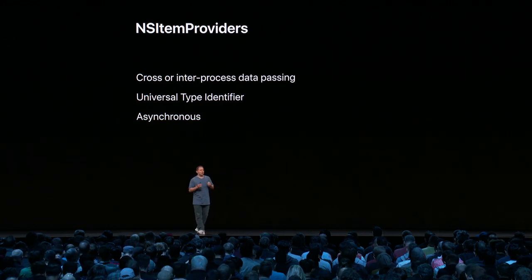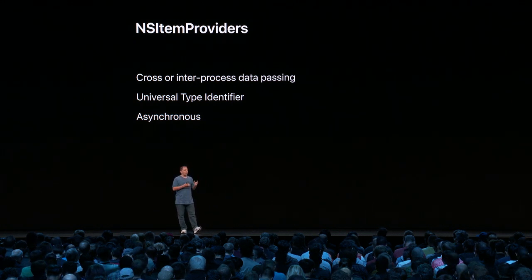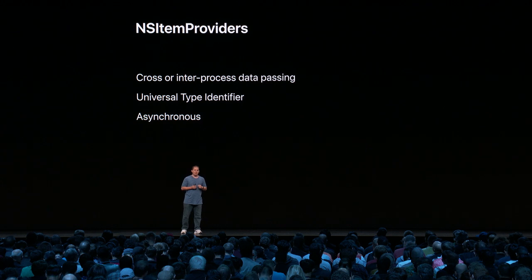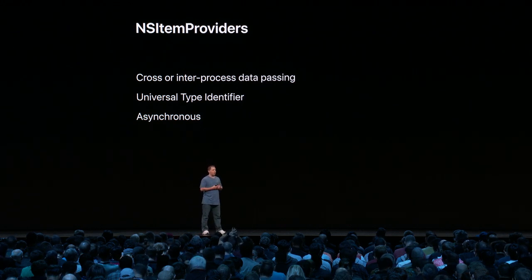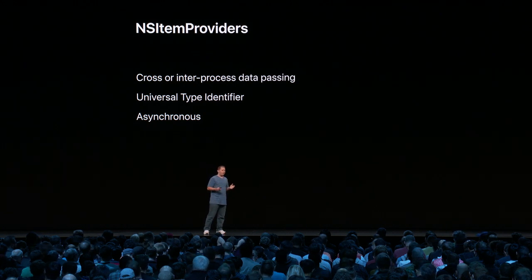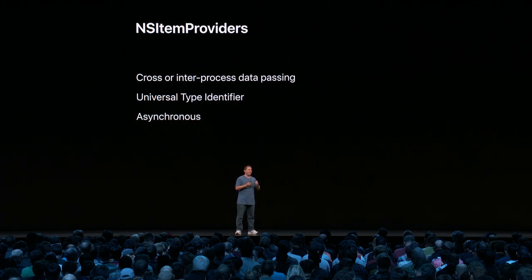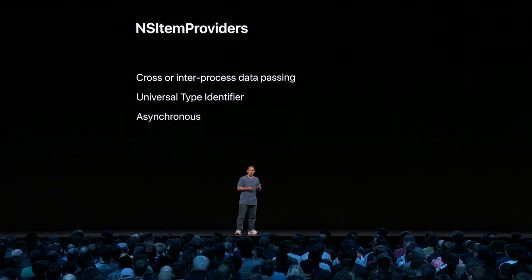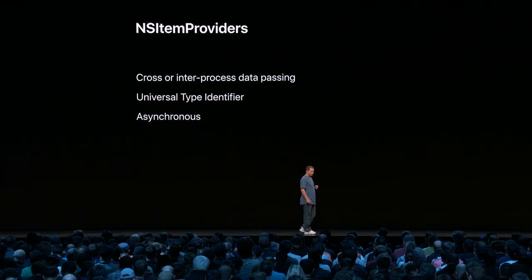Item providers are a great technology that's provided by the Foundation framework, which provides you a means of moving data around your application in various forms. And it's also a tool that we use to help transfer data across processes. Item providers are basically a collection of universal type identifiers that describe the type of data that your item can be represented as. And then, of course, you need to provide the data in that type upon request.